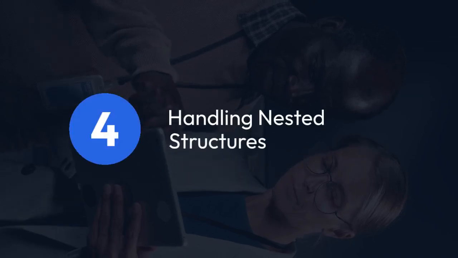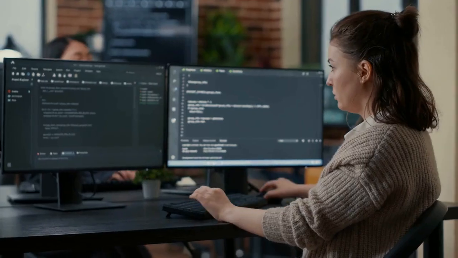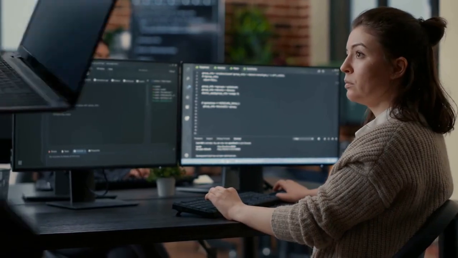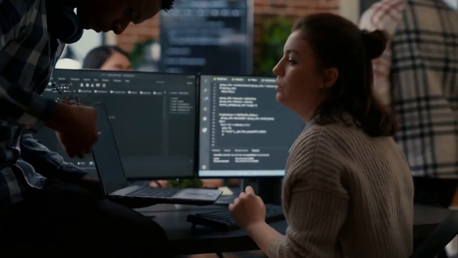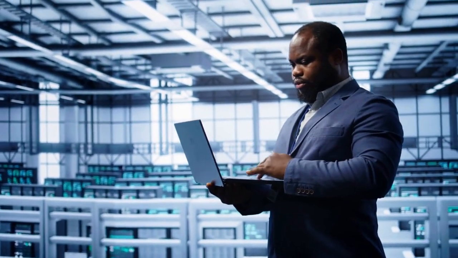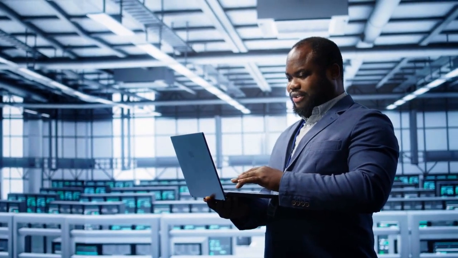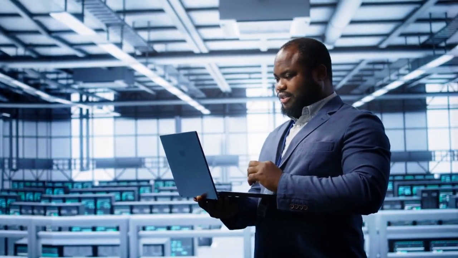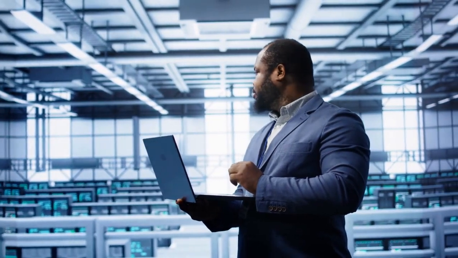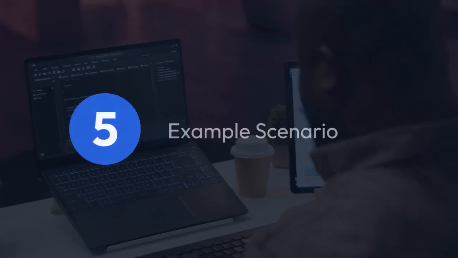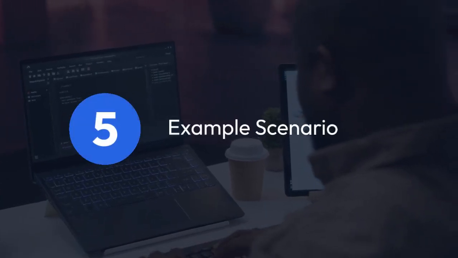4. Handling nested structures. Sometimes the bytes object is nested inside a larger structure like a list or dictionary. You'll need to recursively apply the above methods. This may mean writing a function that iterates through the structure, checking each element for bytes type and converting it appropriately.